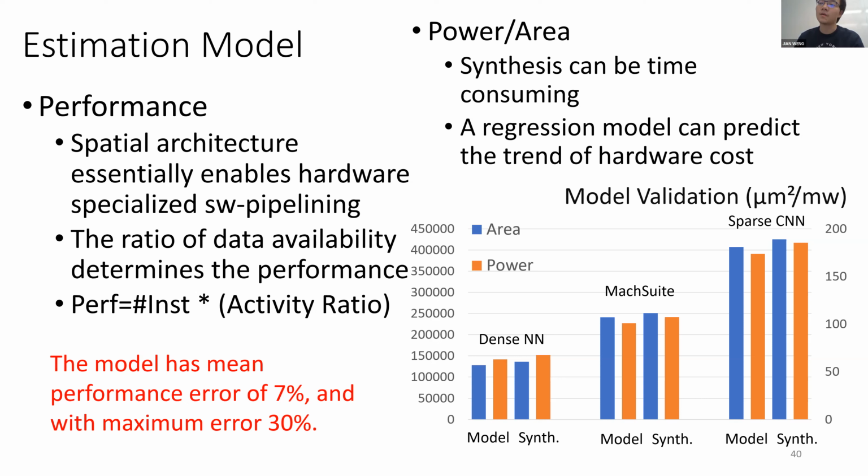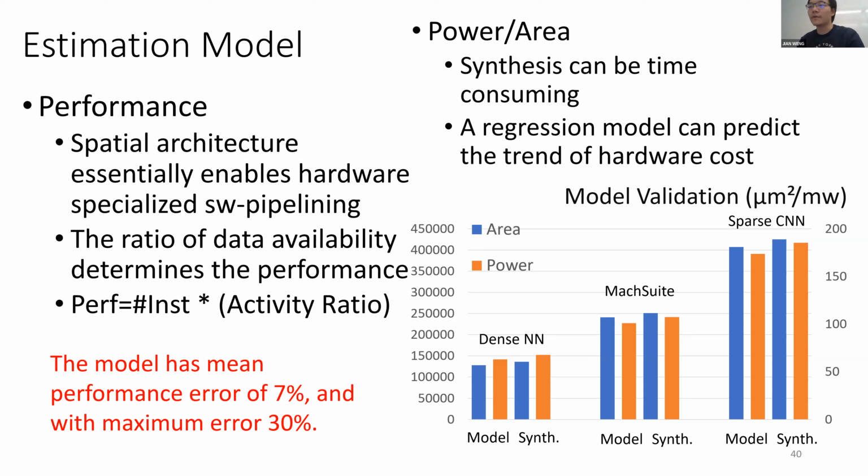Data availability can be bounded by the memory bandwidth, bounded by some value routed from the output port to input port, bounded by the latency, something like that. We count this number and then estimate the activity ratio and get the instruction level parallelism.